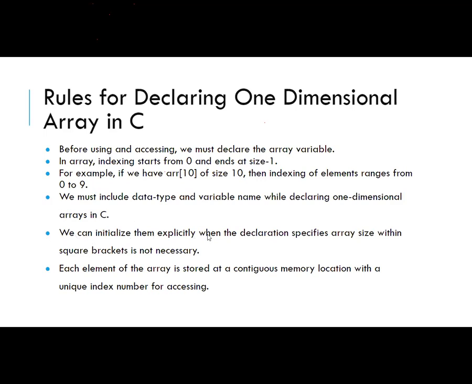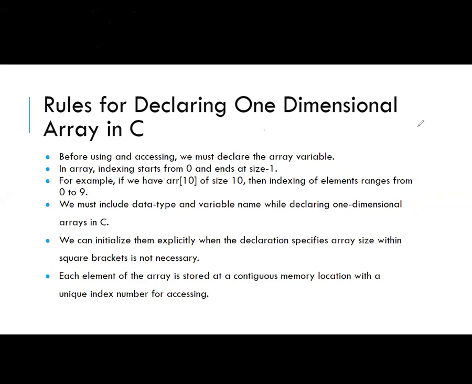We can initialize them explicitly, that is, we can initialize them when we are declaring, within square brackets, or we can give values during runtime. I will show you how you can initialize during compile time and how you can initialize during runtime. And each element of the array is stored in a contiguous memory location with a unique index number for accessing. What do you mean by contiguous memory location? Can anyone tell me? Contiguous means one after the other.